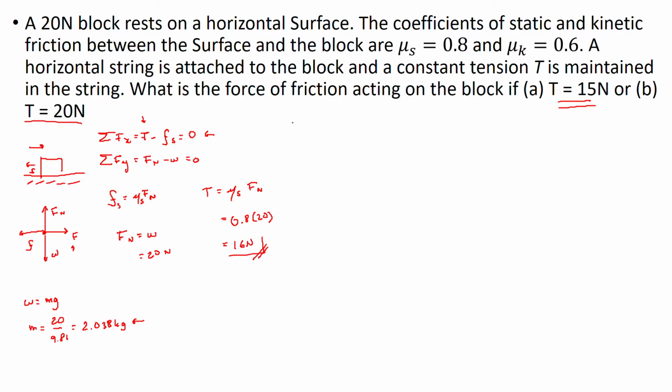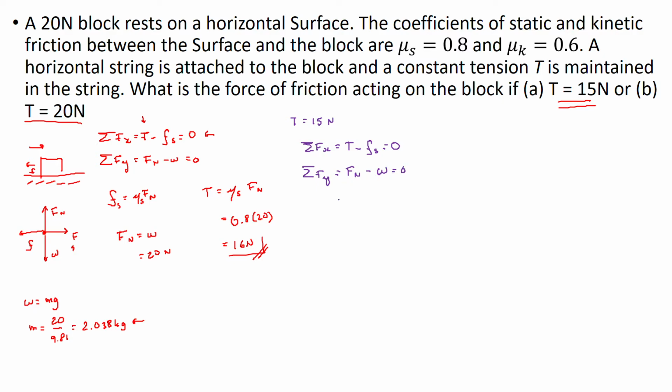So for part A, for a tension of 15 newtons, I'm going to solve this. The sum of all the forces in x is going to be tension minus static force, equal to 0. And the sum of all the forces in y is going to be the normal force minus the weight, and this is going to be equal to 0.